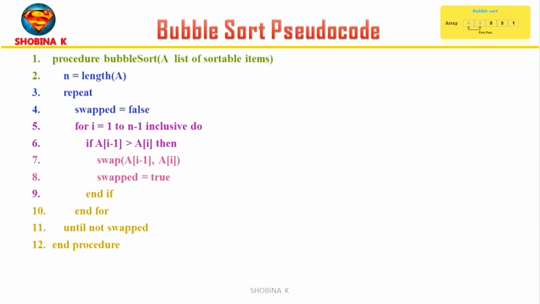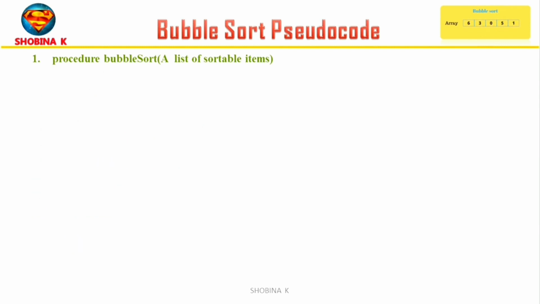Now let's go through the pseudocode line by line. This line defines the bubble sort procedure. It takes a list of sortable items as input and returns a sorted list. This line initializes the variable n to the length of the input list, and this line starts the main loop of the bubble sort algorithm. The loop will continue until the list is sorted, and this line initializes the variable swapped to false. This variable will be used to track whether or not any swaps were made during the current iteration of the loop.